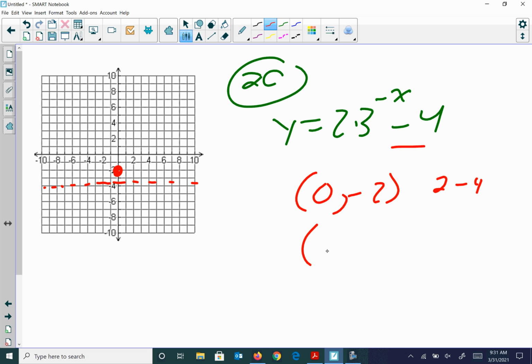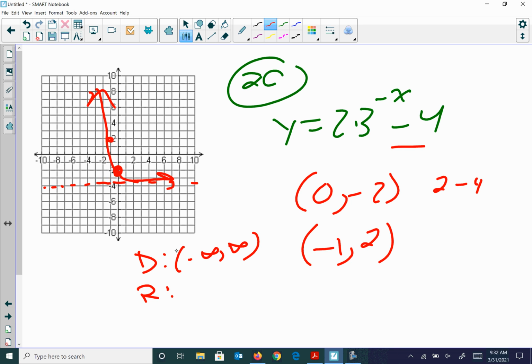And then let's plug negative 1 in. The reason I'm going to plug negative 1 in is I get a negative for the exponent, so that becomes 3 to the first. 3 to the first is 3. 3 times 2 is 6. 6 minus 4 is 2. So I get negative 1 comma 2, which is here. So this is what our graph is going to look like. Our domain will go from negative to positive infinity. My range is going to go from the asymptote of negative 4 soft bracket up to infinity.